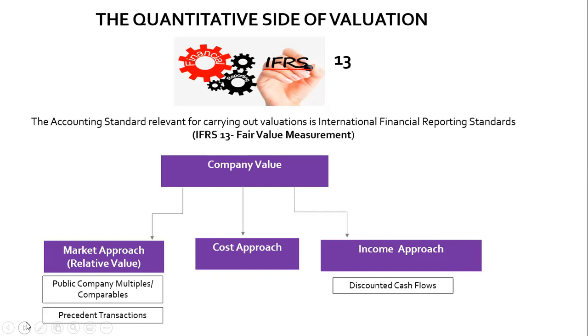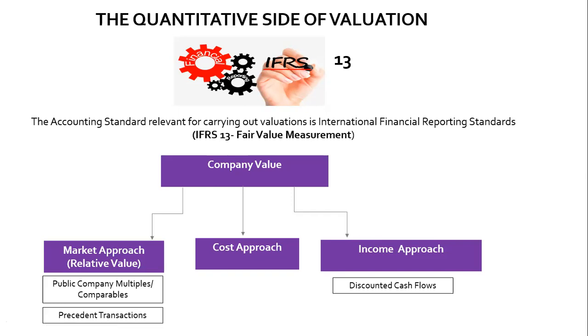So IFRS 13 guides the conduct of business valuations. And according to IFRS 13, there are three main approaches for determining the value of a business. The first is the market approach, and that's what we're going to do today, what we call relative value. And then we also have the cost approach and the income approach.